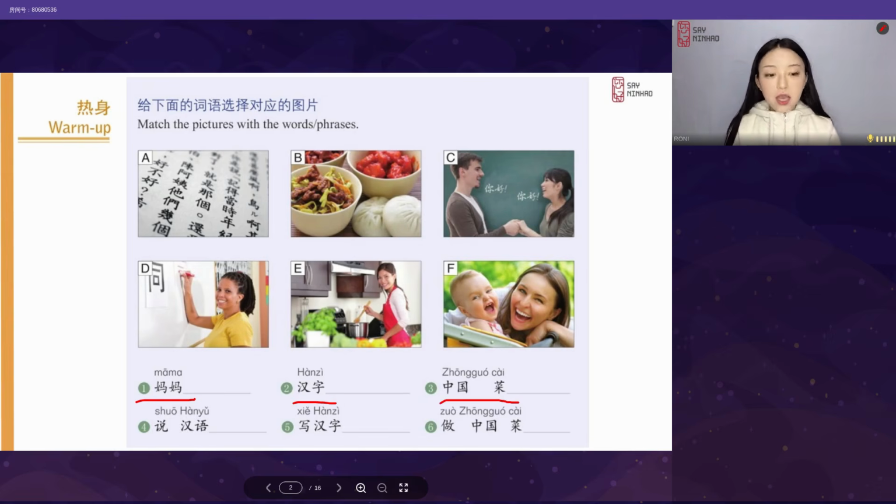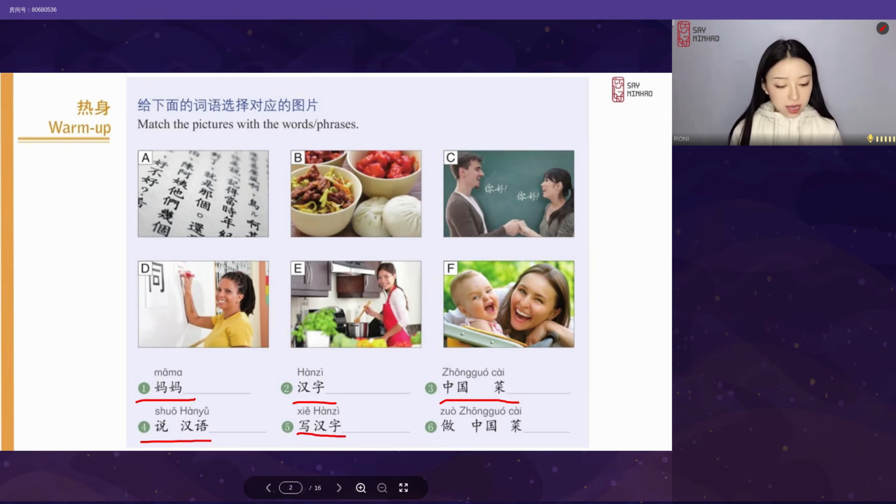Next one is 中国菜. 中国, we already know, it means China. And Cai is today's new word. It means dish or cuisine. Next one, 说汉语. 说 means speak. And 汉语 means Chinese, the language. So 说汉语 is speak Chinese language.